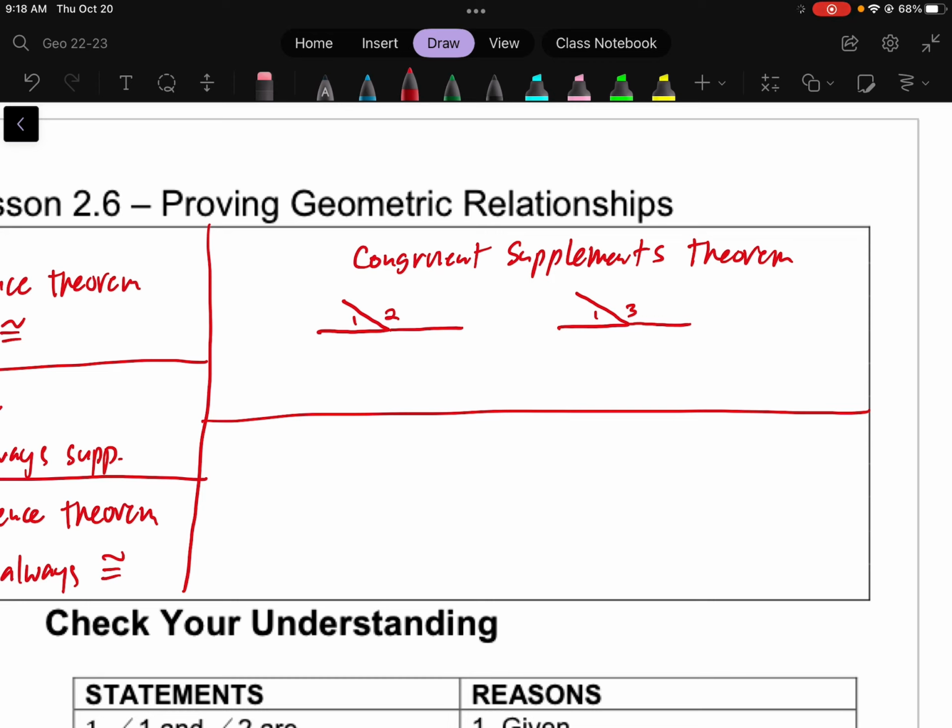Now visually we can see, well, angles 1 in both diagrams have the same measure, and these are both linear pairs, so they're both supplementary. So it seems logical to conclude that angles 2 and 3 would have to have the same measure. Angle 2 would have to be congruent to angle 3, because both angles 2 and 3 form a linear pair with angle 1.